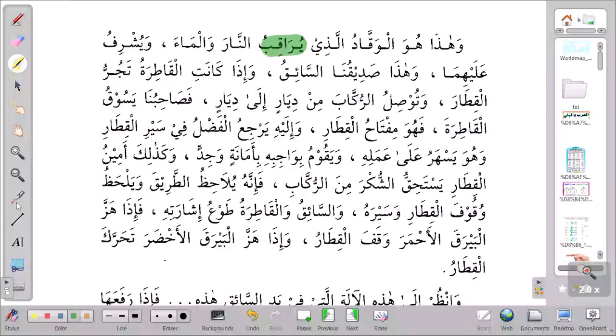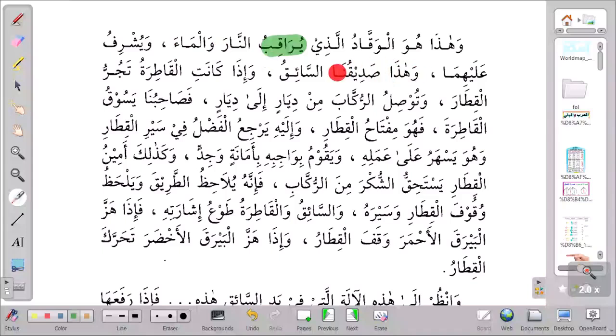So that's what he's explaining further by saying allazi yuraqibu al-nar, the one who watches over the fire, wal-ma, and then the water, wa yushrifu alayhima, and then he watches over them. The verb here is ashrafa yushrifu, which has different meanings, but here it means to oversee, to supervise. It's just giving us another vocabulary for raqaba yuraqibu. Hope that is clear. Ashrafa yushrifu here means he watches over the water and then the fire.